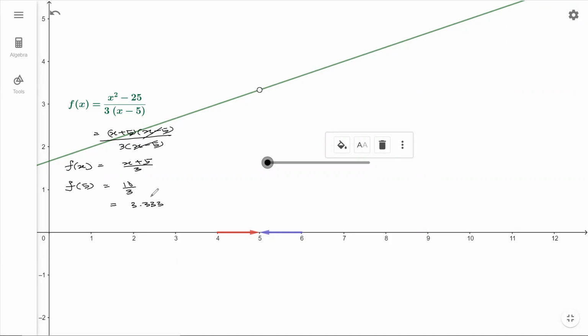So we use the limit when we cannot substitute x equals 5 directly. So we have to do something about it, and then we insert 5. Therefore, the limit of f(x), that means the line, can go up to 10 over 3 as x approaches 5. So this is why we need to use the limit.